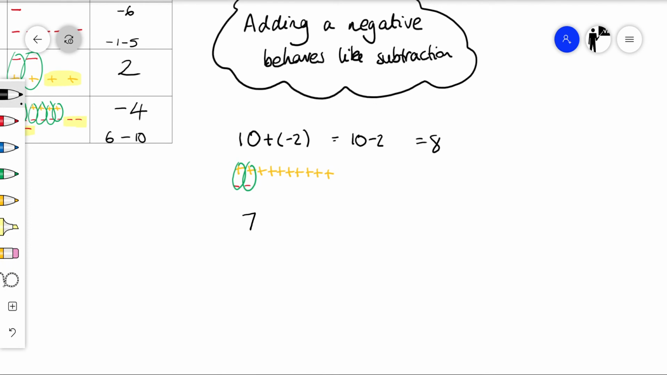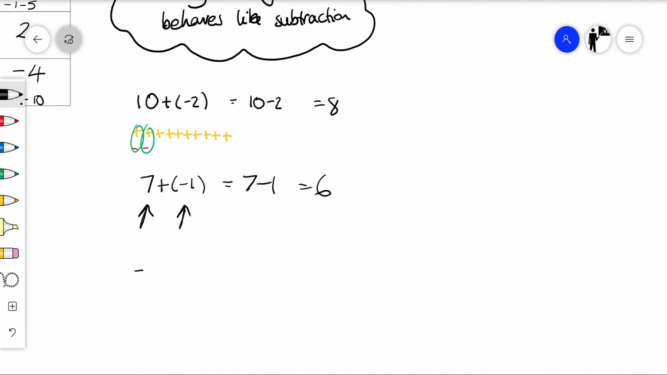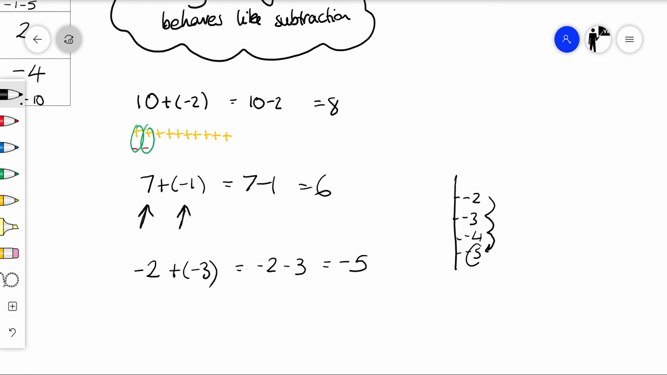If we wanted to do 7 plus minus 1, that behaves like 7 minus 1, and 7 minus 1 is 6, because I would have 7 pluses, I'd have 1 minus, so I'd have 1 zero pair, that would leave me with 6 pluses. One final one, minus 2 plus minus 3. Adding a negative behaves like subtraction, so this behaves like minus 2 minus 3. And we know that that's minus 5, because if we think about that on a number line, if we start at minus 2, and go down 3, because when we subtract we move down, 1, 2, 3, we're going to get minus 5.